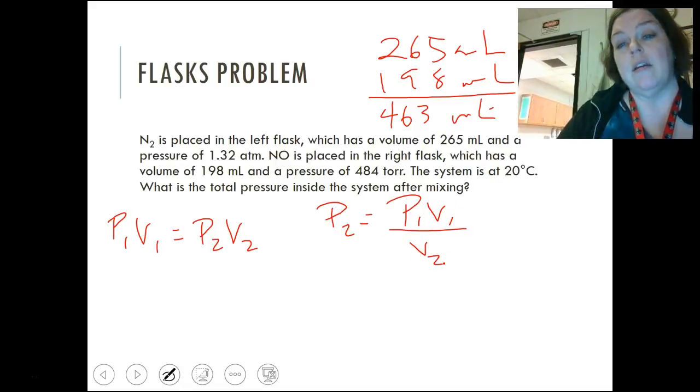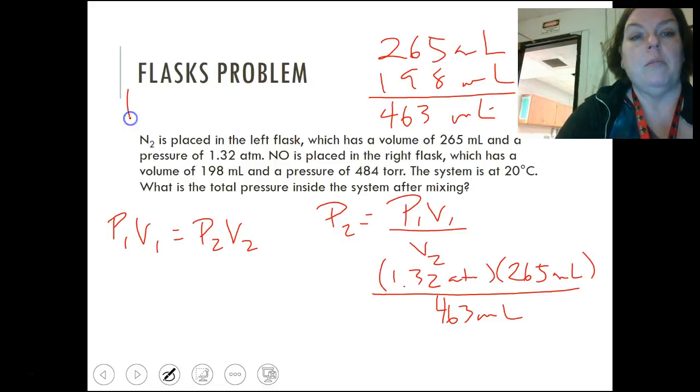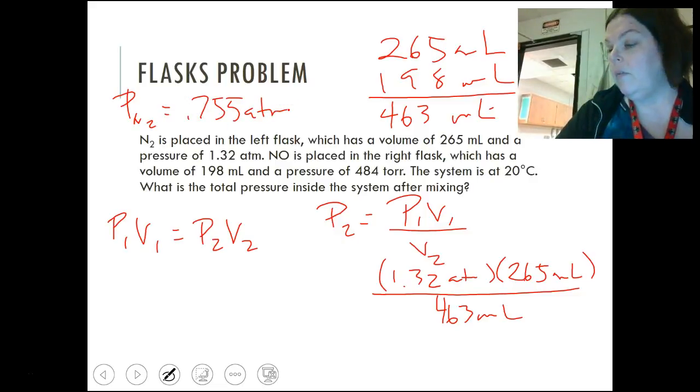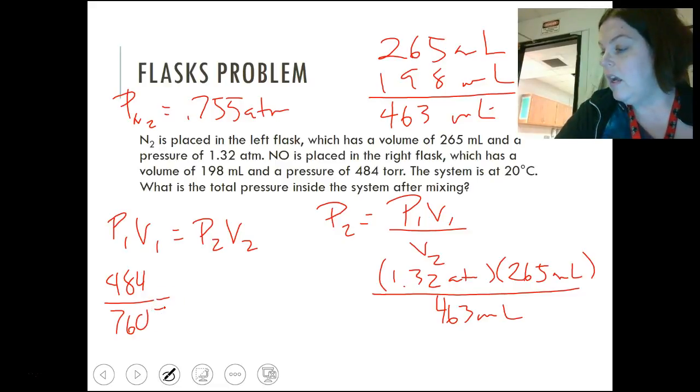So I start plugging things in. The first one says that I have 3.2 atmospheres at 265 milliliters, and I'm now going to 463 milliliters. What I end up getting is that the pressure of the nitrogen is going to equal 0.755 atmospheres. The second one is in torr, so the first thing I want to do is take 484 torr and divide it by 760, because that's going to give me atmospheres.